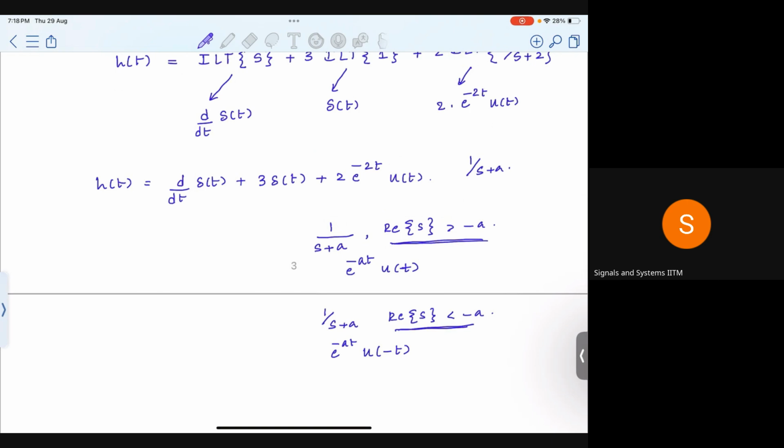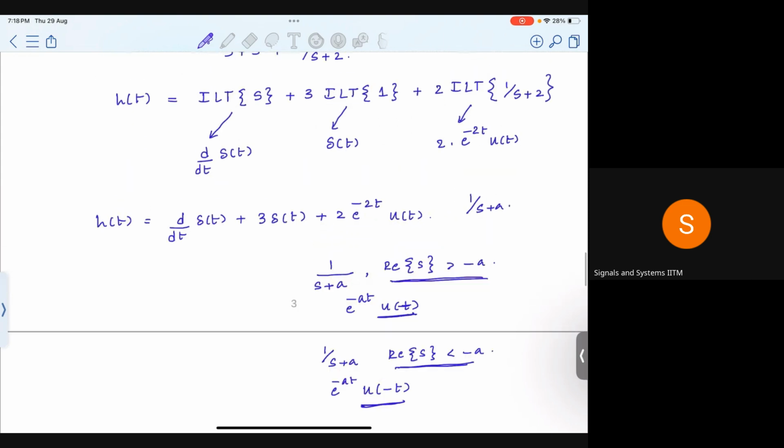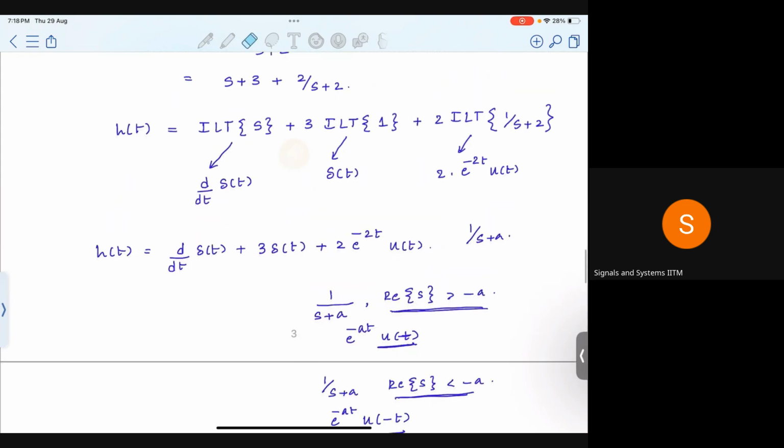If the given ROC is on the right side of the rightmost pole, then the signal should be a right-sided function. Hence, it should have the u of t function. If it is left side of the leftmost pole, then it is a left-sided function. It should have u of minus t when you try to invert it. Okay, have to be a little careful with these things. But otherwise I hope this question is clear.